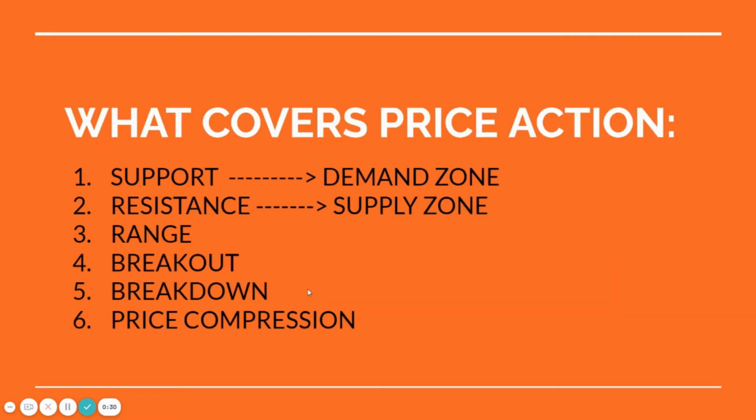So if we go forward and see what covers mainly price action, there are only 6 things that if you know, you can cover price action and you can find any trend and trade upon that also. So there are 6 things: support, resistance, range, breakout, breakdown, and price compression. So we'll go one by one on them.